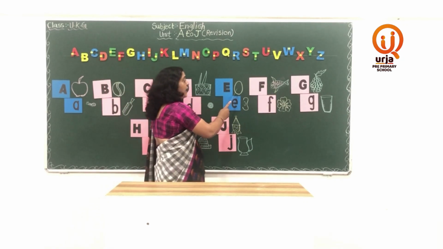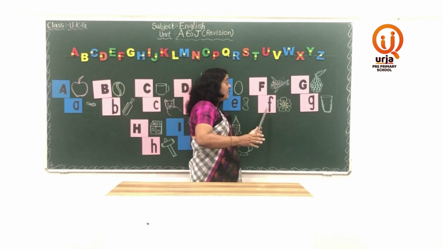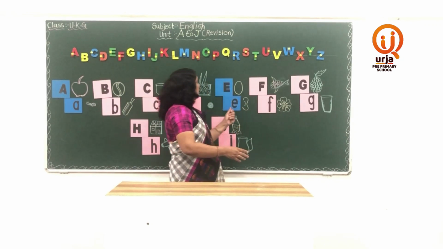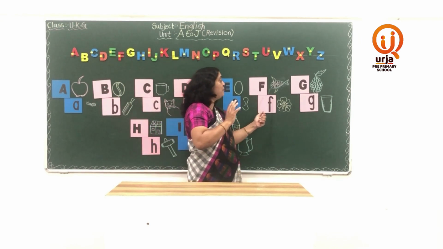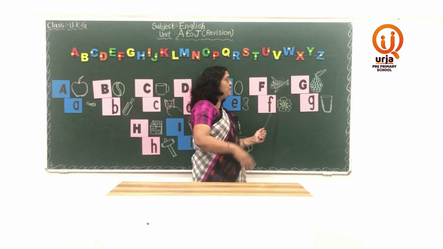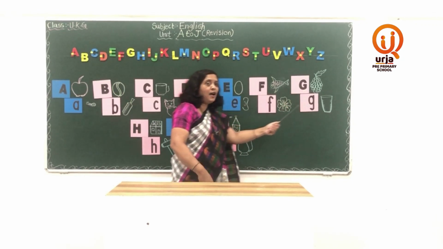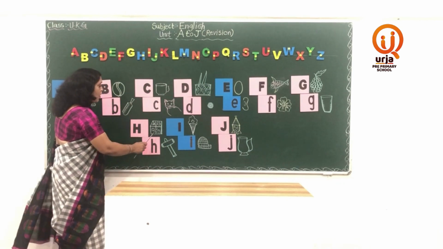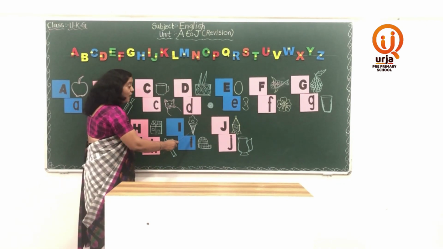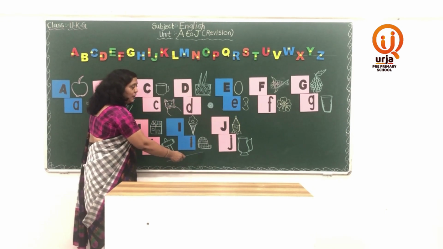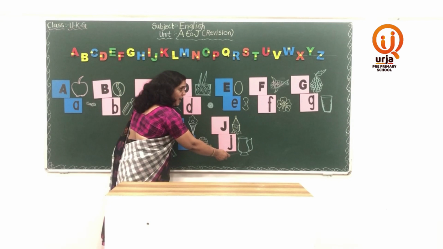E for egg and E for ear. F for fish and F for flower. G for grapes and G for glass. H for house and H for hammer. I for ice cream and I for igloo. J for joker and J for jar.